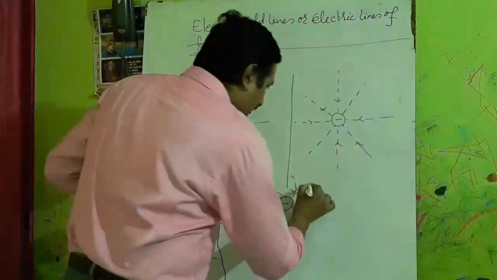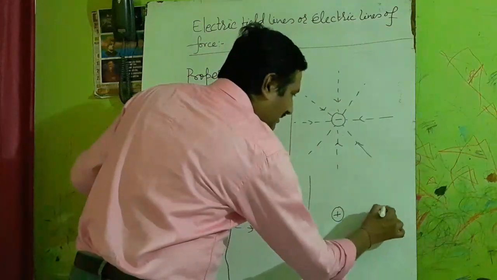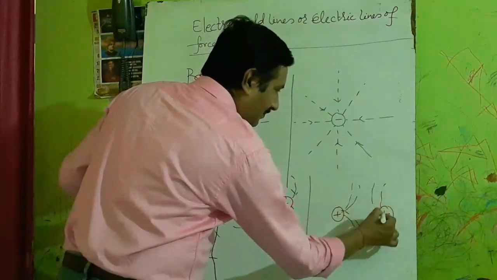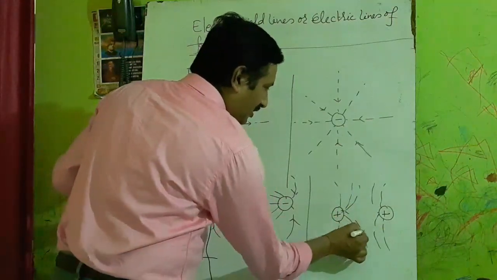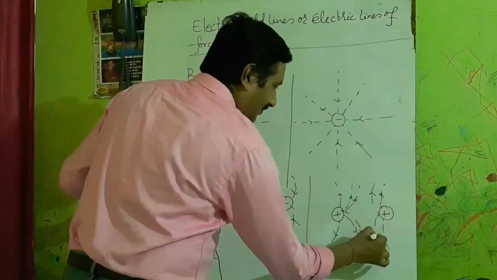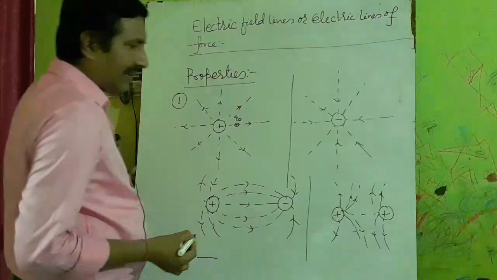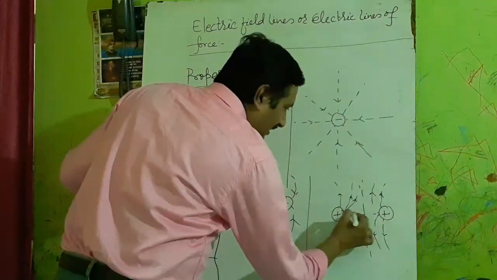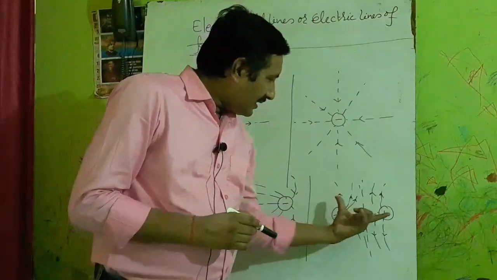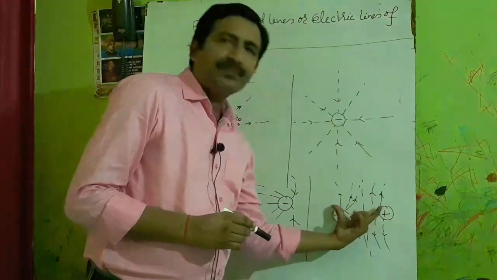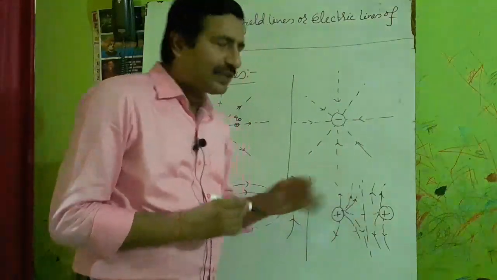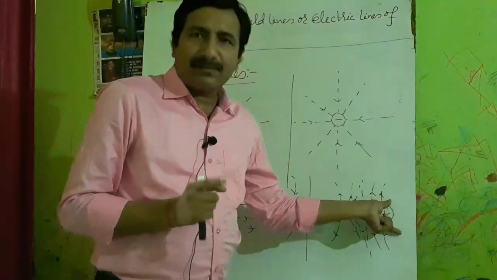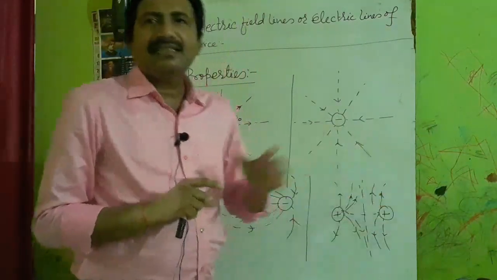If both the charges are positive, then what will happen? They will be like this. If the magnitudes of both the charges are equal, then there will be a neutral point lying at the middle of the line joining the two charges. Means at the midpoint of the line joining the two charges, if these two charges are equal in magnitude. If this is the charge with greater magnitude and this is the charge with smaller magnitude, then the neutral point will be nearby the charge with the smaller magnitude.